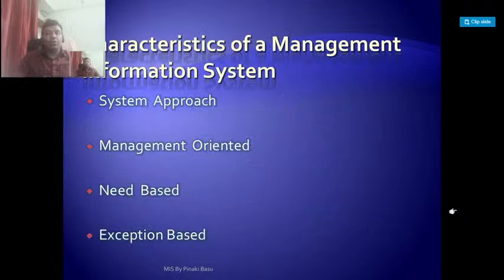Okay, characteristics of management information system. What are the characteristics? Let's understand what MIS is. It is a system approach. So what does the system approach say? That means whatever information you are getting as output depends on the input. That means output is not independent of input. So whatever input you give, on the same line you will get output.